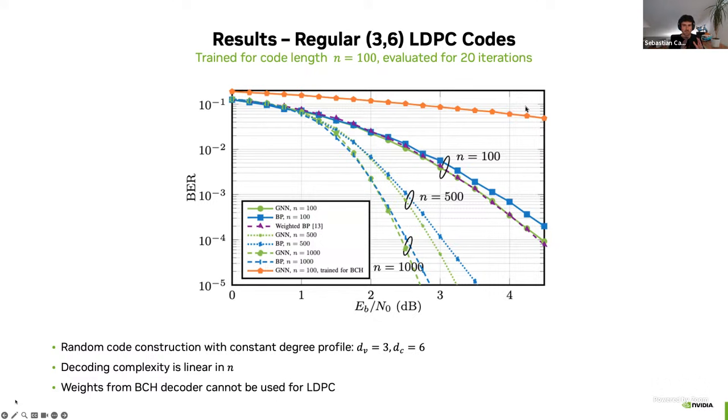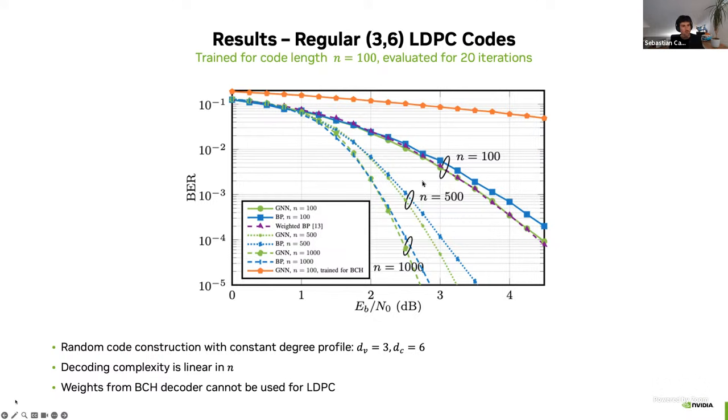So that's kind of the downside here: there's no universality with respect to different codes. But then we trained it for n equals 100 and evaluated for 500 and 1000. So for different codeword lengths, essentially, same degree profile, and it seems to work quite well. The gains are more or less the same here, independent of the length, and that's quite encouraging. Keep in mind, this is a learned solution that scales to, let's say, hundreds or thousands of bits.